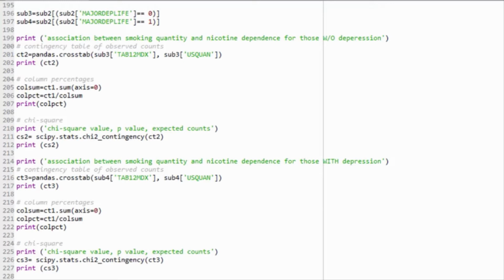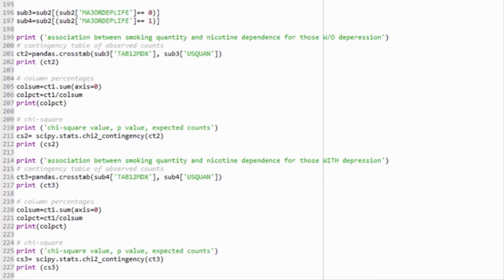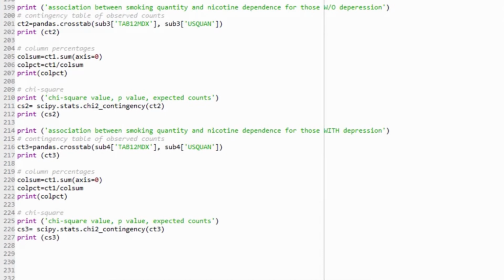Similar to our ANOVA example, syntax to be added includes setting new data frames that include either individuals with or without major depression, since we will look at these groups separately. The specific syntax for the chi-square test of independence by major depression levels is here. Notice that I am using the appropriate data frames for each contingency table, column percent table, and chi-square test, sub 3 and sub 4. When this syntax is added to the Python program, here are the results.